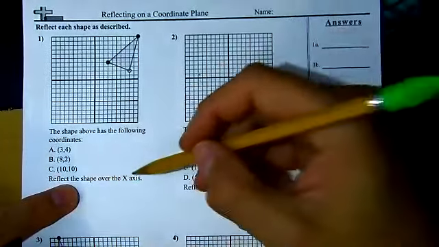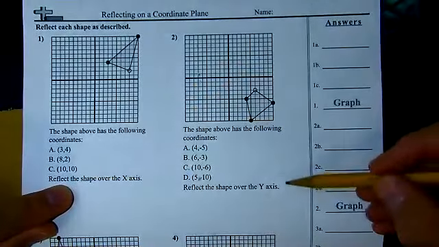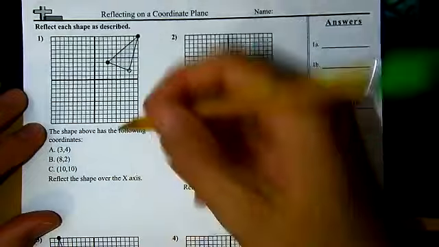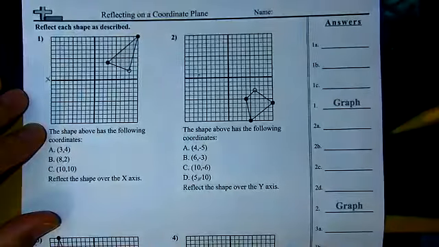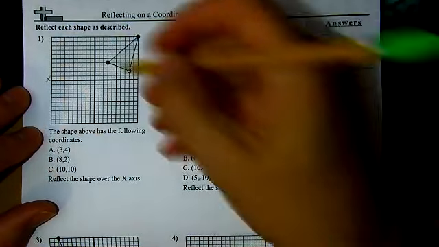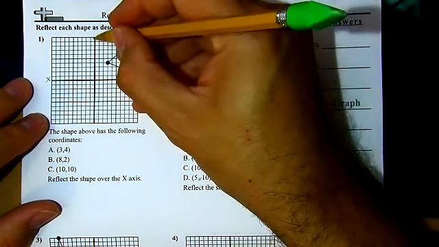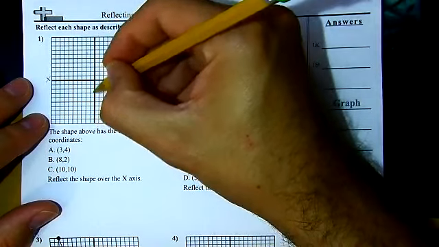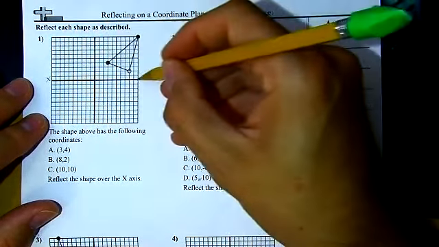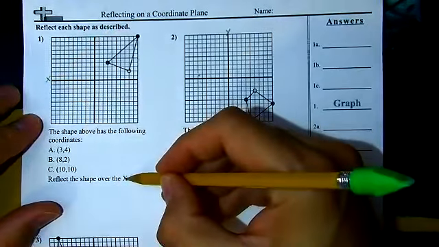So this says reflect over the x-axis. This one over here says the y-axis. Make sure you read what they're talking about. So the x-axis we said was that one right there. This one up here is the y-axis. So they want you to reflect the shape as if this line right here was a mirror. Okay, so that matters.